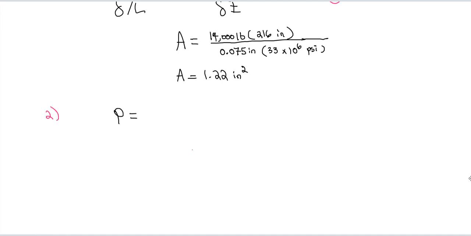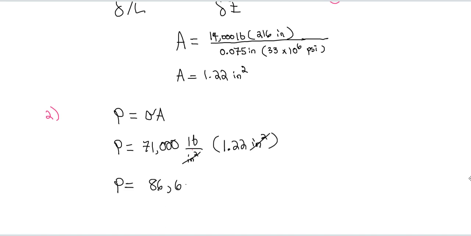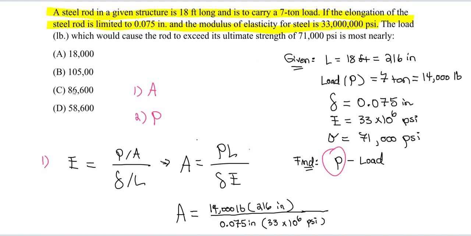So going back, P equals our sigma times A. Our sigma ultimate strength is the 71,000 psi, right? So you plug in 71,000. psi is pounds per inch squared. And the area, we're going to use that same area, 1.22 inches squared. These units cancel. We can solve for the load, and the load is about 86,600 pounds. So this is our answer, and it's going to be C.